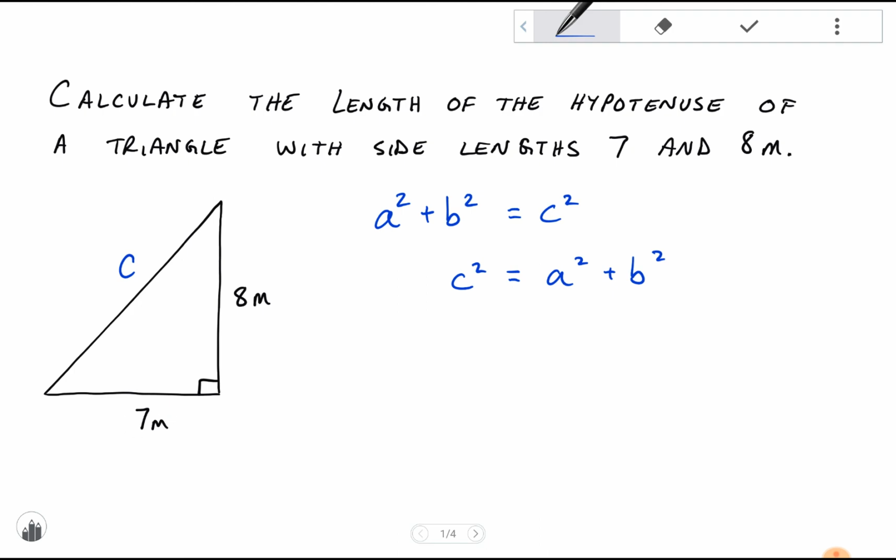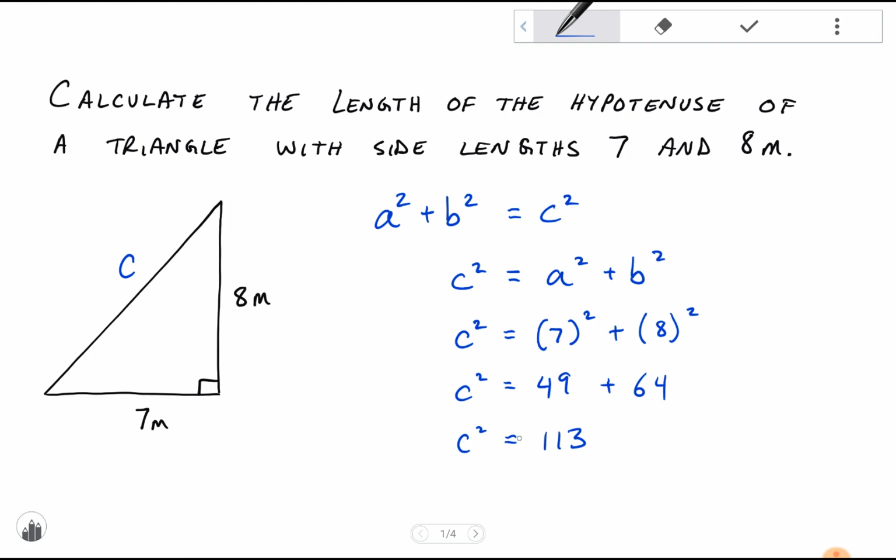A, we said, was 7 meters. So we can fill this in here. A is 7. And B, we said, is this length, so that's 8. Okay, so I'm just using the numbers and dropping the units. C squared equals 7 squared plus 8 squared. So 7 squared is 49. And 8 squared is 64. So c squared equals, if we add these two numbers together, we get 113.